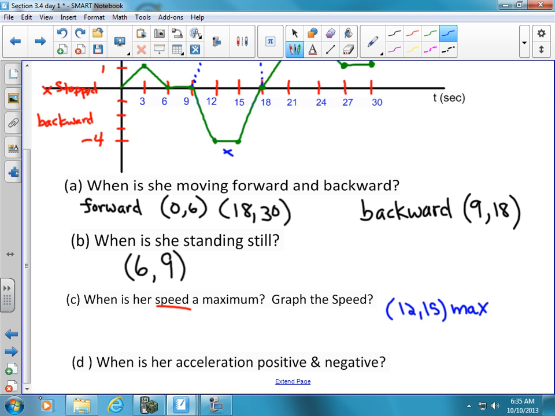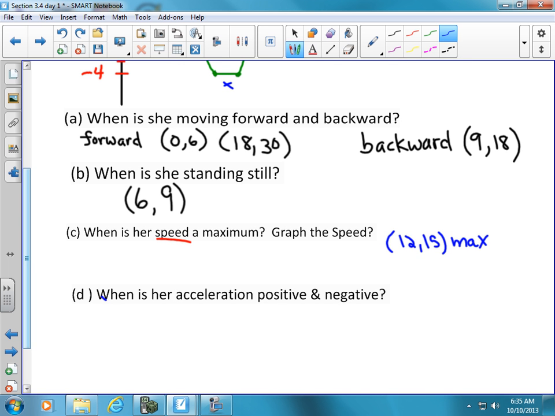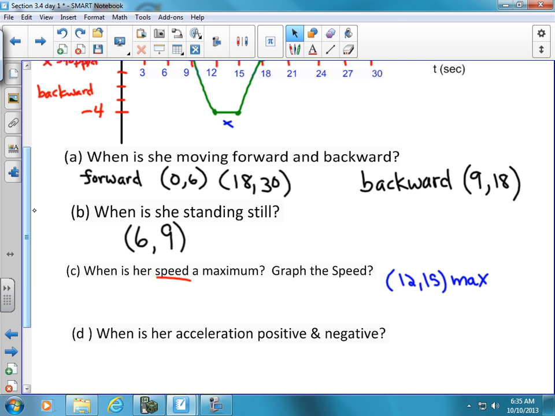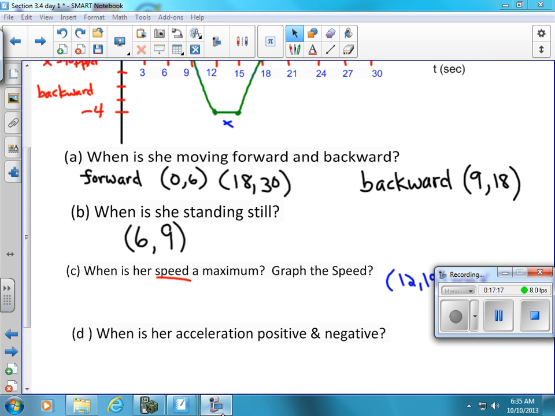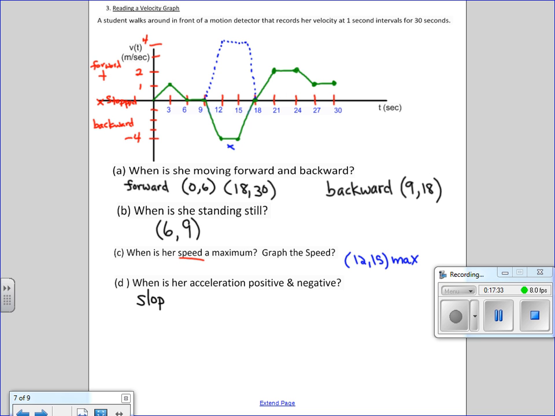All right, so when is her acceleration positive and negative? This is probably the most fun one. I've changed the screen a little bit. Remember that her acceleration, part D, is the slope of the velocity graph. We know the graph up there.